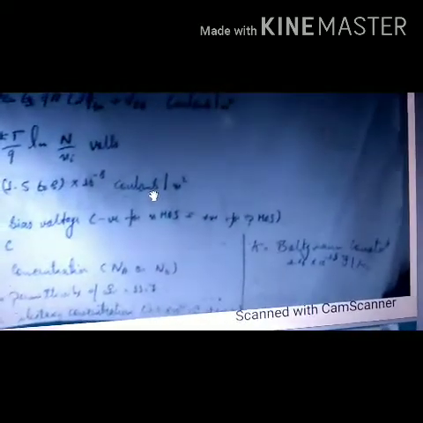K is the Boltzmann constant in this equation and its value is 1.4 into 10 to the power minus 23 joule per Kelvin. We know that the Boltzmann constant has another value, but we have to be very careful while reading these values because they should be in the same unit.